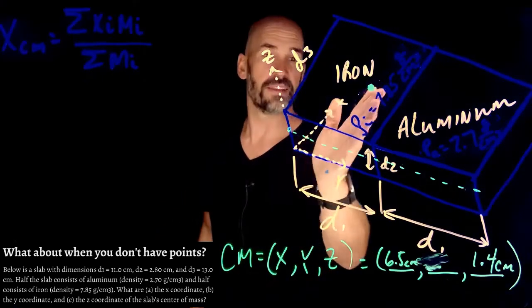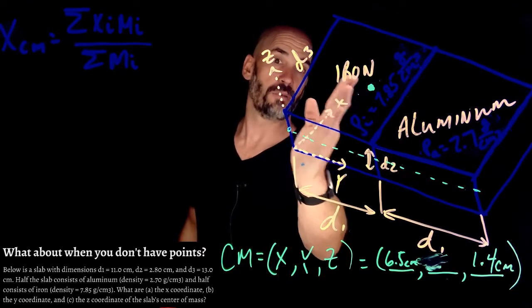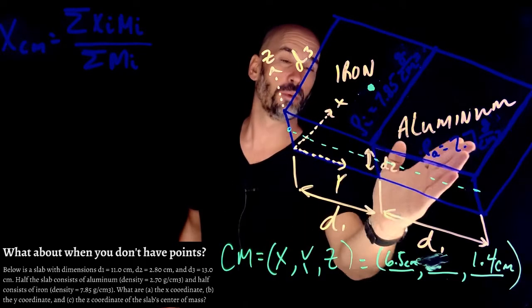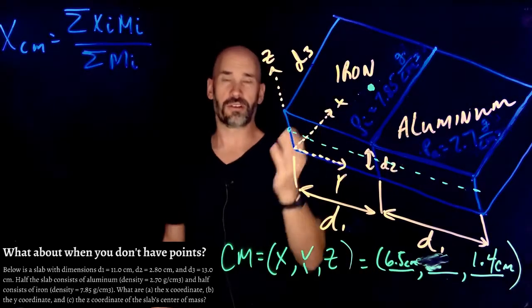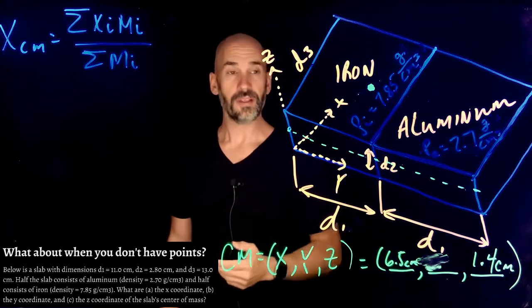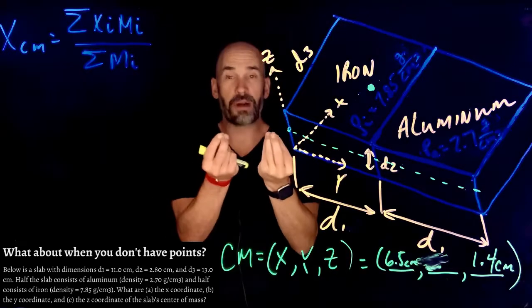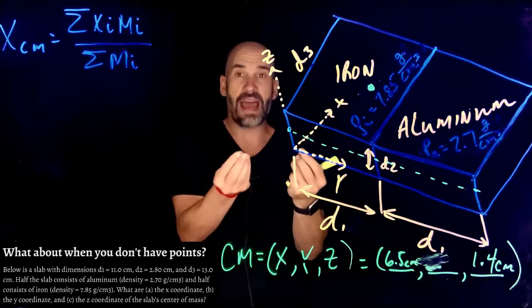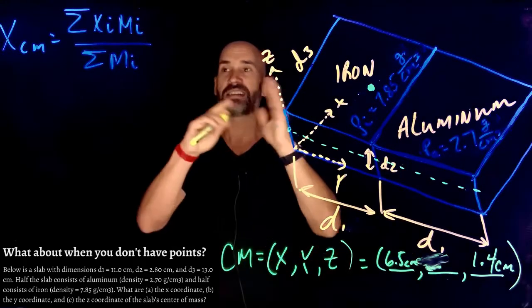Now the problem is that as we go along Y, things change. We go from iron to aluminum. So in the Y direction, the center of mass should be skewed one direction or the other. How do we deal with that? Well, we treat iron and aluminum as two separate objects, with the center of mass being at the middle of those two objects. Okay, so let's see how that plays out.